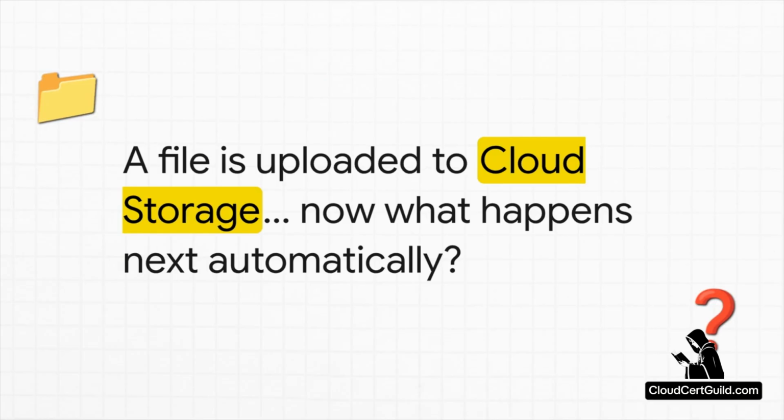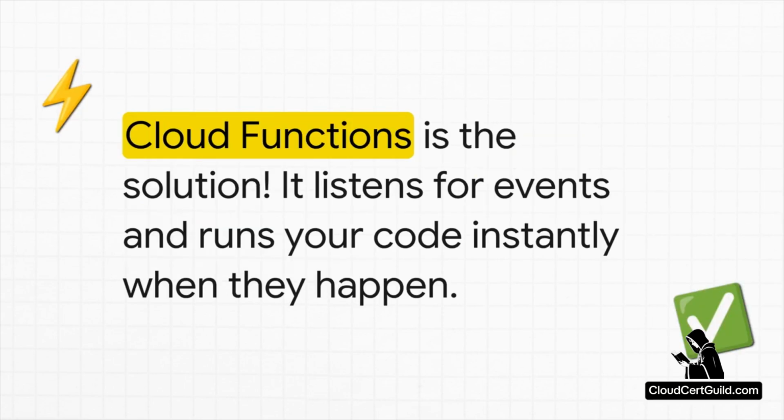So let's use a super simple, classic example to frame this. A user uploads a new profile picture to a cloud storage bucket. That action, the upload, is our event. So now what? How do we automatically run the code that needs to, say, resize that image and create a thumbnail? And the answer is Cloud Functions.